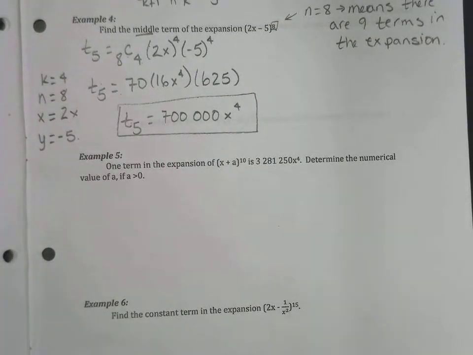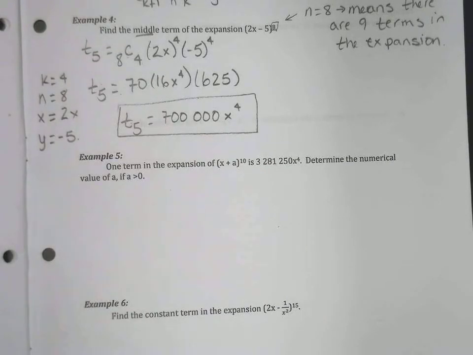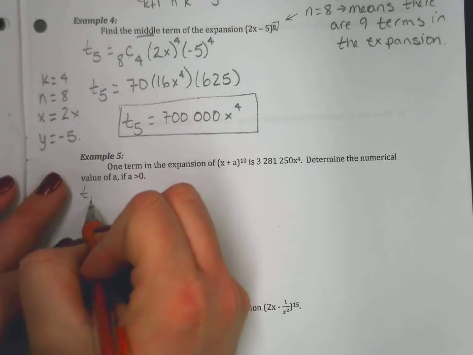Example 5. One term in the expansion of x plus a to the power of 10 is 3,281,250 x to the power of 4. Determine the numerical value of a if a is a value bigger than 0. So a has to be positive. So again, I'm going to think about my formula.